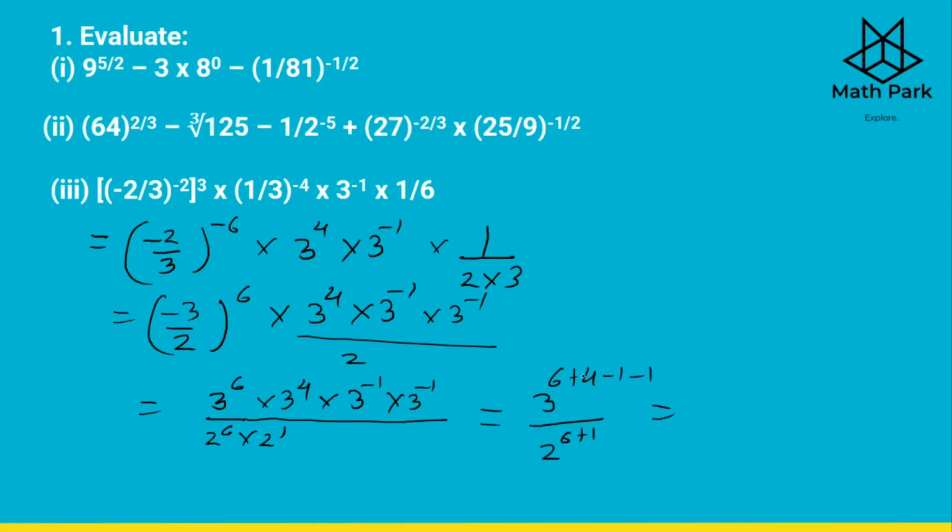So 6 plus 4 is 10. 10 minus 1 is minus 2. 10 minus 2 is 8. So this is how we get 3 raised to 8 upon 2 raised to 7, and this is the simplified form.